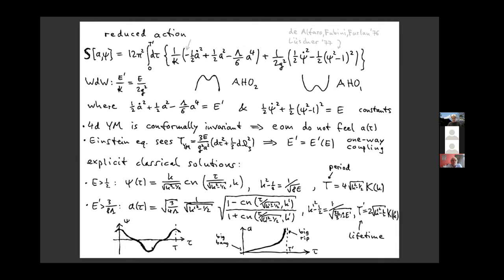Now here's a plot of the typical behavior of the function psi. It is periodic. And the scale factor, when I'm above this local maximum here, diverges at a finite lifetime. So at finite conformal time tau, the universe goes into a big rip.